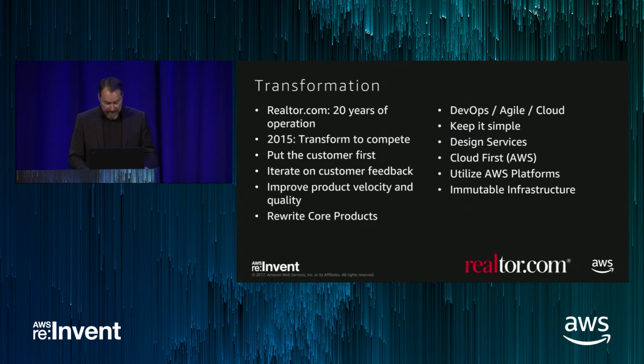We also decided at that time to essentially rewrite all of our core products from the ground up. We weren't going to take anything from those legacy systems and try to port it over. Everything would be built as if it were a greenfield project. And we would use DevOps, Agile, and Cloud as our people, process, and technology model.